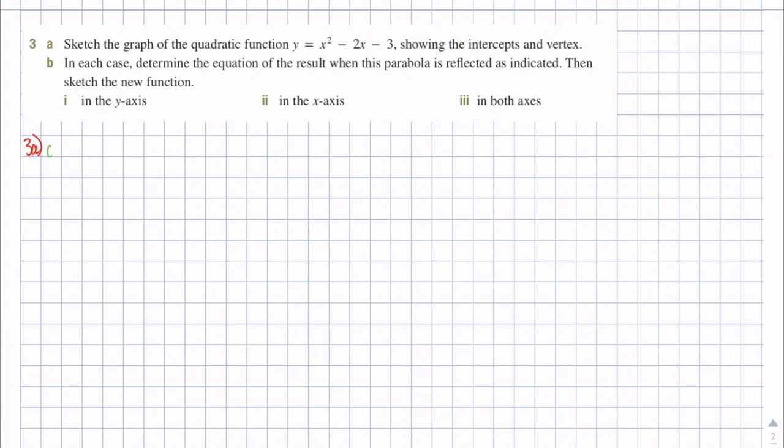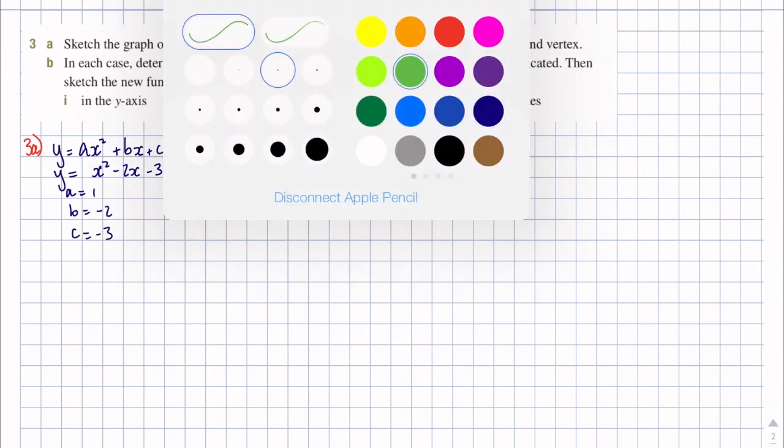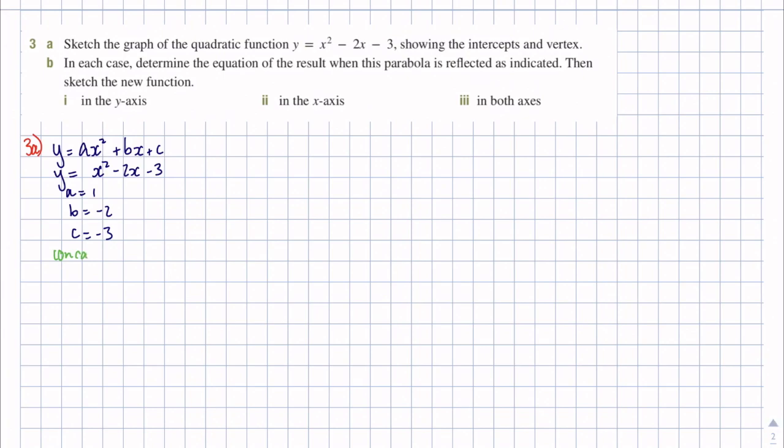So first we need to do concave. So first of all, we normally have y equals ax squared plus bx plus c. In this one we've got y equals x squared take 2x, take 3. So a is 1, b is negative 2, c is negative 3. Concave. Well, this one's concave up because a is positive.